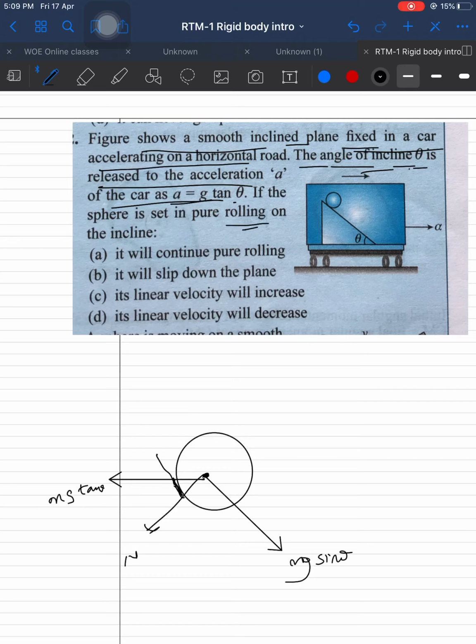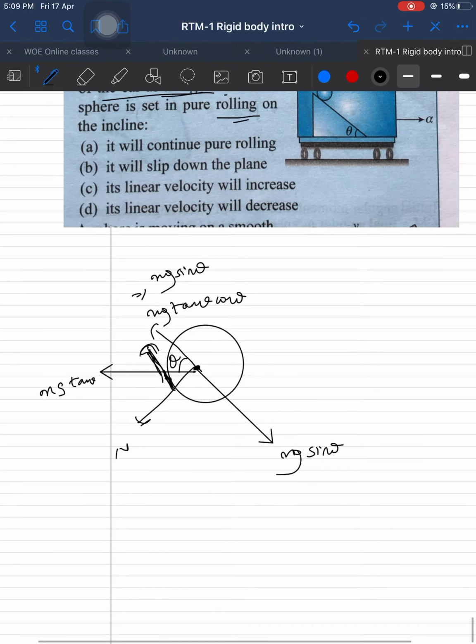How can pure rolling happen? Friction must be there. Let's assume friction acts in this direction. If you resolve the pseudo force mg tan theta into components, mg tan theta into cos theta will be equal to mg sin theta, and there is still friction, and in the other direction it is equal to mg cos theta.